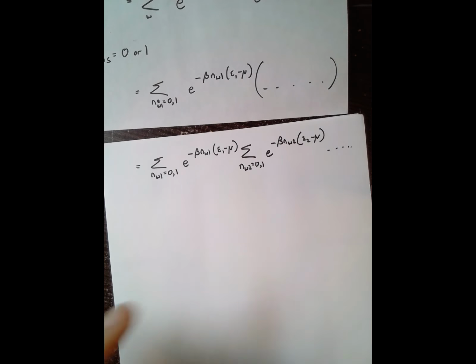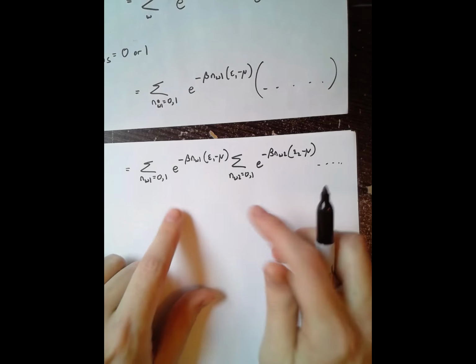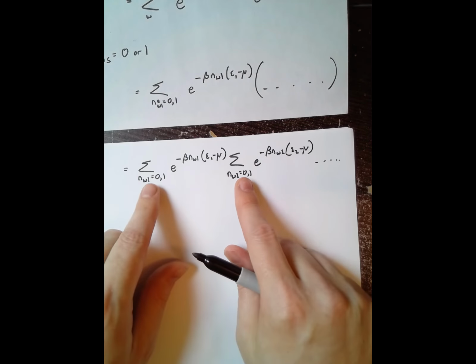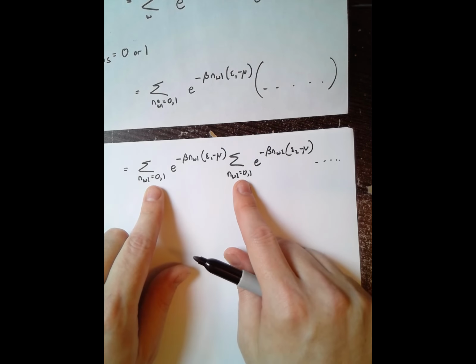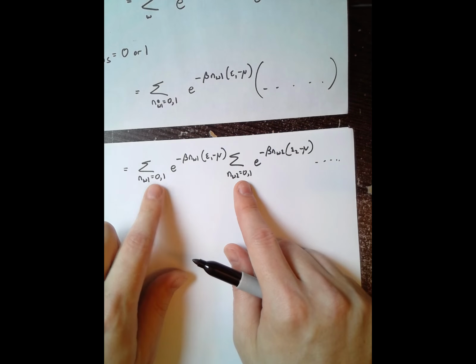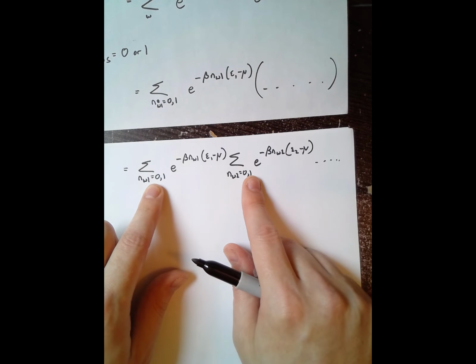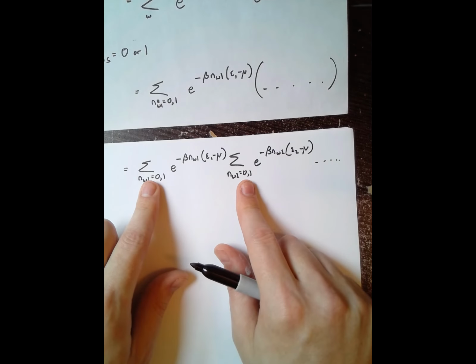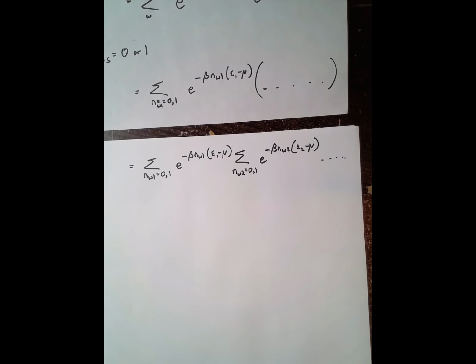And you can see that this covers every possibility. Just looking at these two terms alone, if you multiply these two sums together, you get 4 different states. One where the occupation here is 0 and here is 1, here is 1 and here is 1, here is 1 and here is 0, here is 0 and here is 0. So you're covering all possible states still.